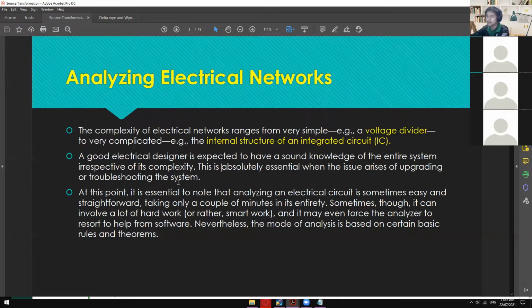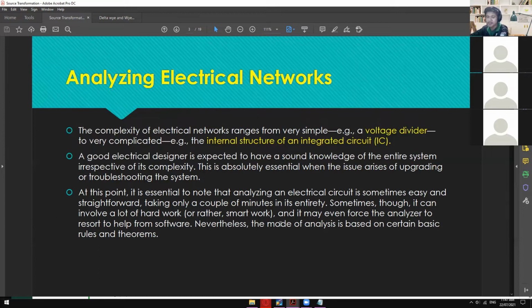And of course, with the help of the theorems, they should expect the voltage or the current flowing here to be something like this, because that is what they solved according to the values of the resistors and the voltages. But if that is not the computed value, let's say using the VOM, then there must be something wrong with the connection. So at this point, it is essential to note that analyzing an electrical circuit is sometimes easy and straightforward, taking only a couple of minutes in its entirety. Sometimes, though, it can involve a lot of hard work, or rather smart work.